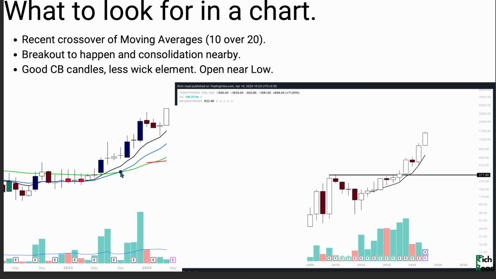You can see here the black marked dot. It could be 10 crossing over 20, which happened here. But it has to be recent. That is, it is clearly visible that it has happened just a few months back. Not like it has happened a couple of years ago or so.